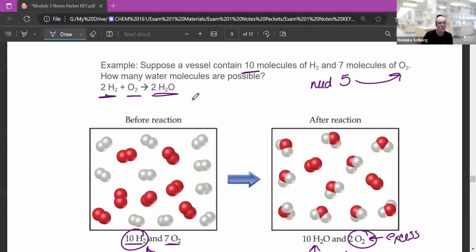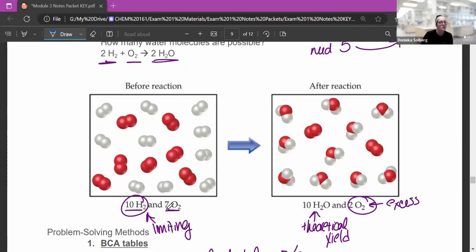Okay, you can probably also figure out your theoretical yield here. If I have 10 of these, this is a 2-to-2 or 1-to-1 ratio. That means I'm going to make 10 waters. So what does this look like? The red ones are your oxygen. So I have 1, 2, 3, 4, 5, 6, 7 oxygens, and 1, 2, 3, 4, 5, 6, 7, 8, 9, 10 hydrogens or H2s. I know I'm going to run out of this because I need twice as many hydrogens as I do oxygens. So after the reaction happens, now I have 10 water molecules. And you'll notice I still have 2 oxygen molecules left over. So I made 10 waters, that's my theoretical yield, and I have 2 O2s.